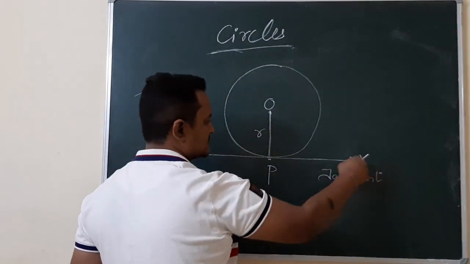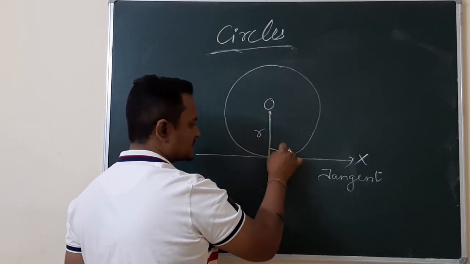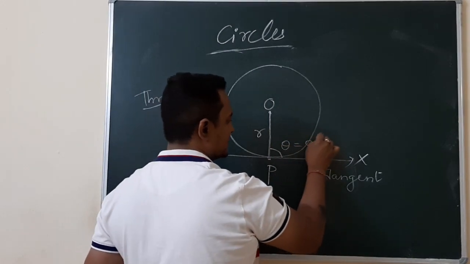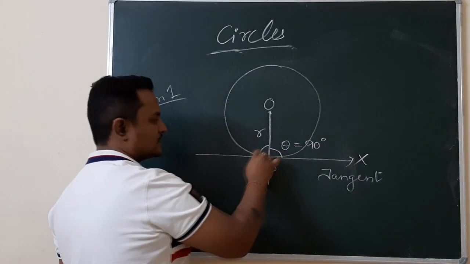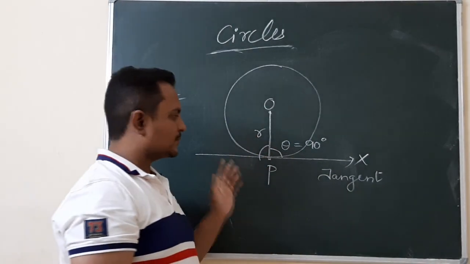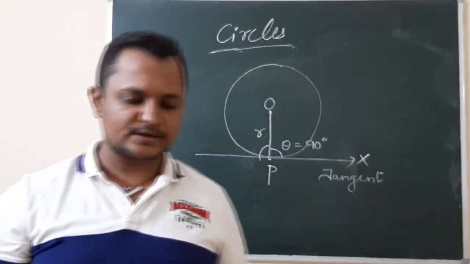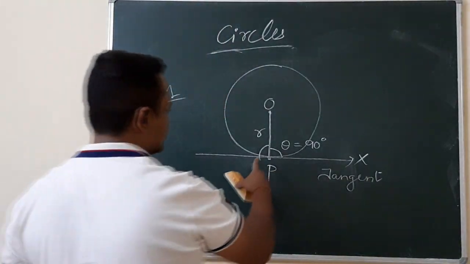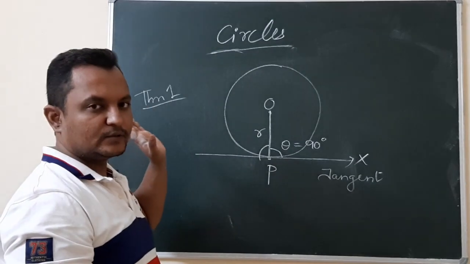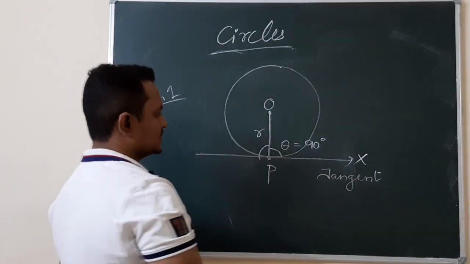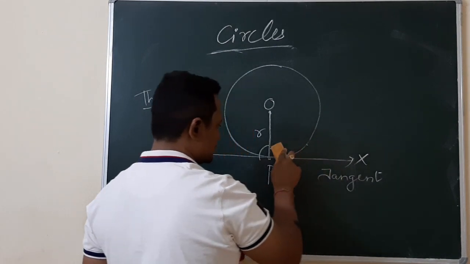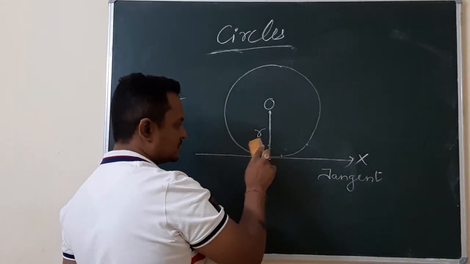Means, if this is X, this angle OPX is 90 degrees. Or this one. The radius is always perpendicular to the respective tangent at the point of contact. Okay? This is the statement of theorem 10.1 in your book. Chalo. Now how do we prove it? You must know how to prove it. It can come as a question. How to prove it?